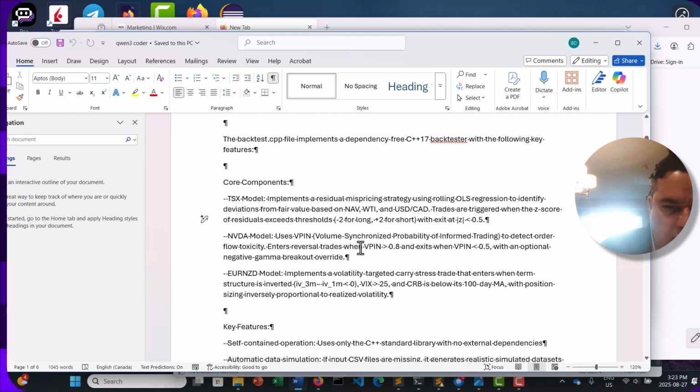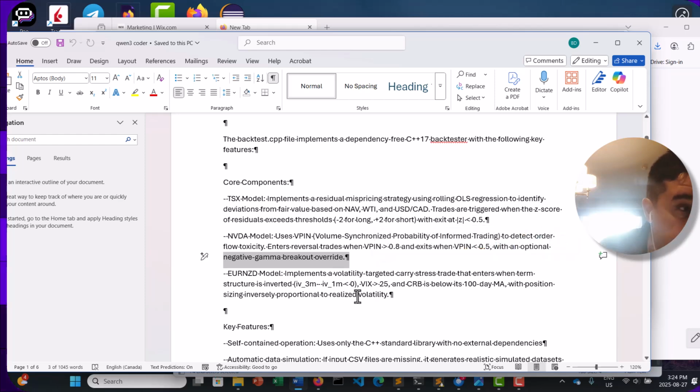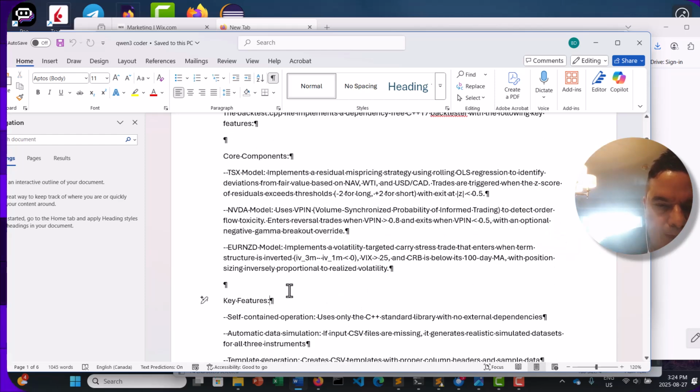So it's now using the same one as before, VPIN, to detect order flow toxicity. Again, same. Reversal trades with a VPIN when it's greater than 0.8, exits when the VPIN is negative 0.5 with an optional negative gamma breakout override. Interesting, eh? So I'm learning about the technology here. This is called momentum ignition. Again, that's terminology that the HFT shops use.